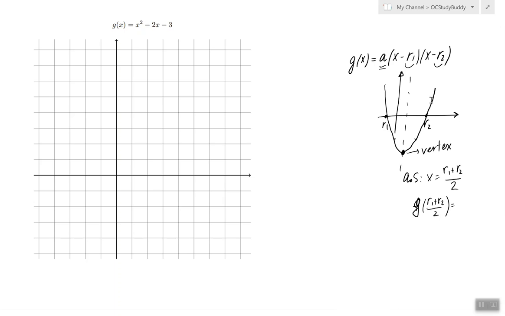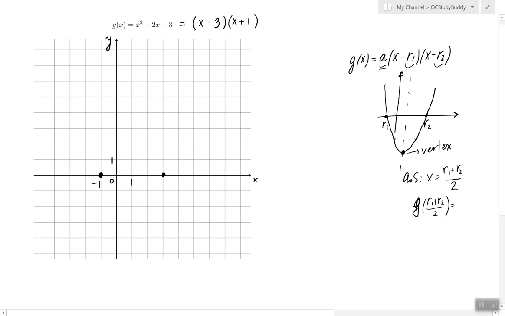So let's take a look if we can factor x squared minus 2x minus 3. This one is pretty simple. We can factor it like this. Once it's factored, we start by plotting the x-intercepts, just like we planned.